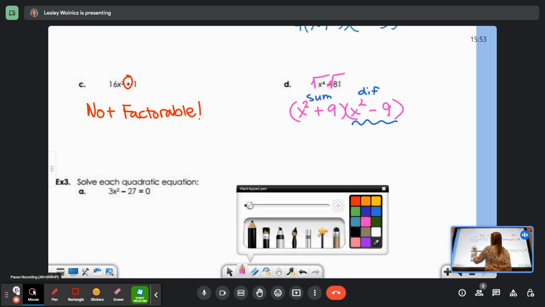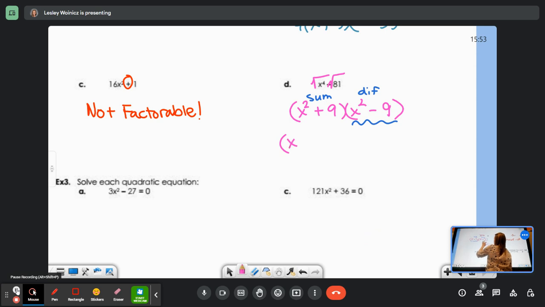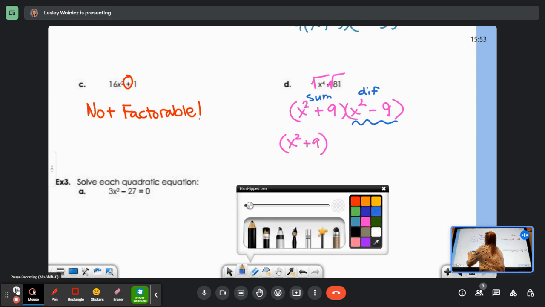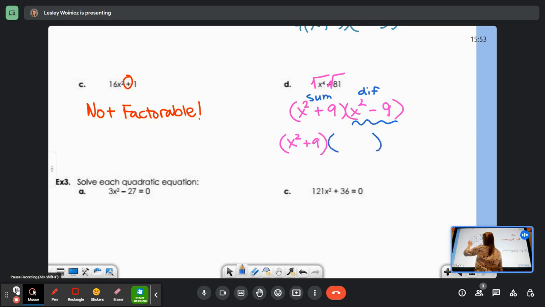So I'm going to keep my x squared plus 9, keep it. And then this one, I have to get my parentheses ready again. Do my plus and minus. Square root of x squared is x. Square root of 9 is 3. Okay, now it's factored completely. I told you guys would be good. I like that one.